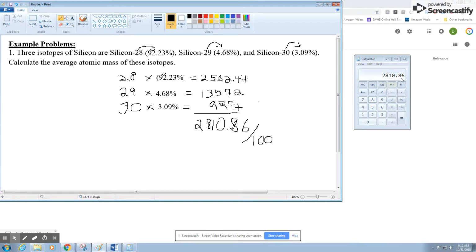What you're going to notice is you just need to move the decimal place two times to the left. So you're going to get the average atomic mass of silicon is 28.1. And we could actually round it to 28.11.